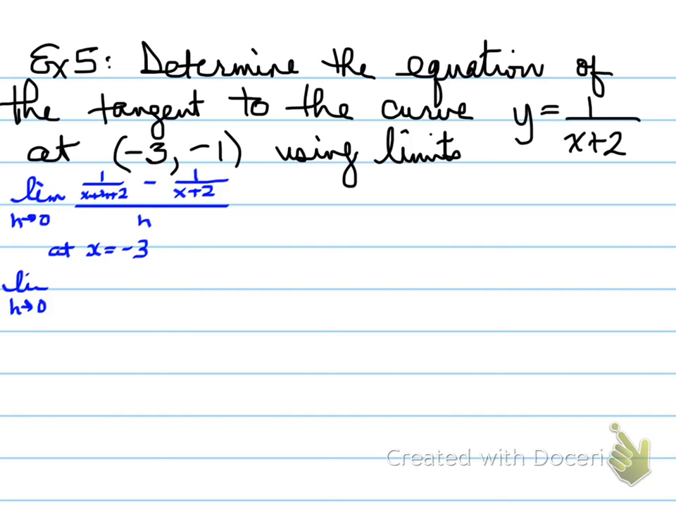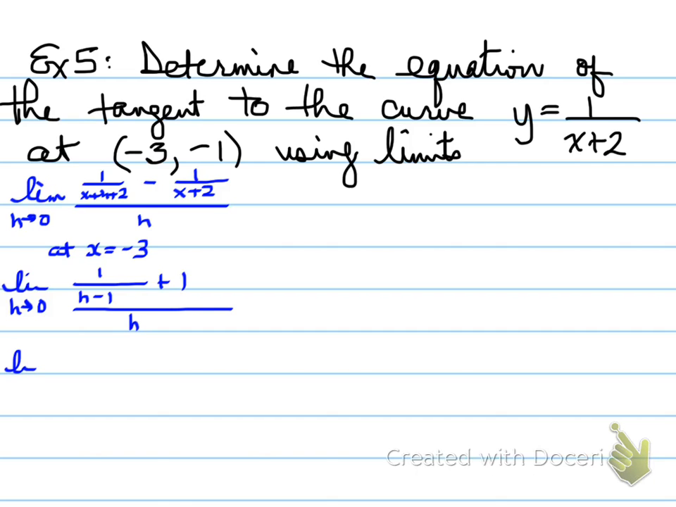So limit as h approaches 0 of 1 over h minus 1. Now, why is it h minus 1? Well, I plugged in a -3 here. -3 plus 2 gives us -1. So it's going to be h minus 1. Over here, it's going to be -3 plus 2, which is -1. 1 over -1 is -1. And negative makes positive, so it's plus 1, all over h.